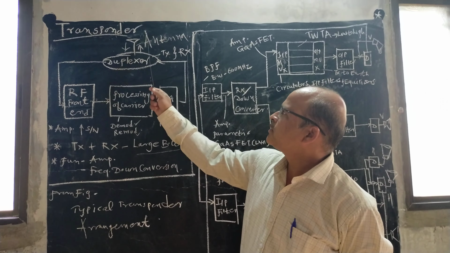So what is the function of the duplexer? It transmits the signal and also receives the signal in parallel, and the same antenna is used for both transmission and reception of a signal.